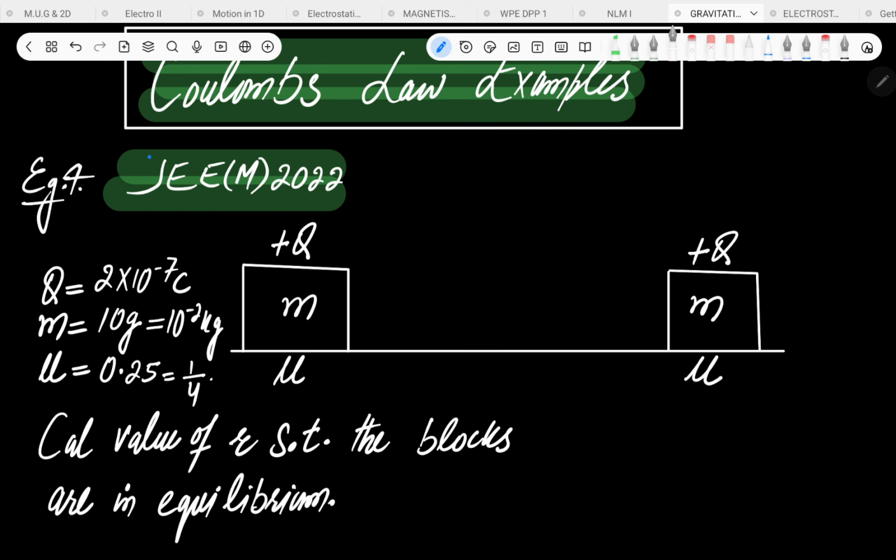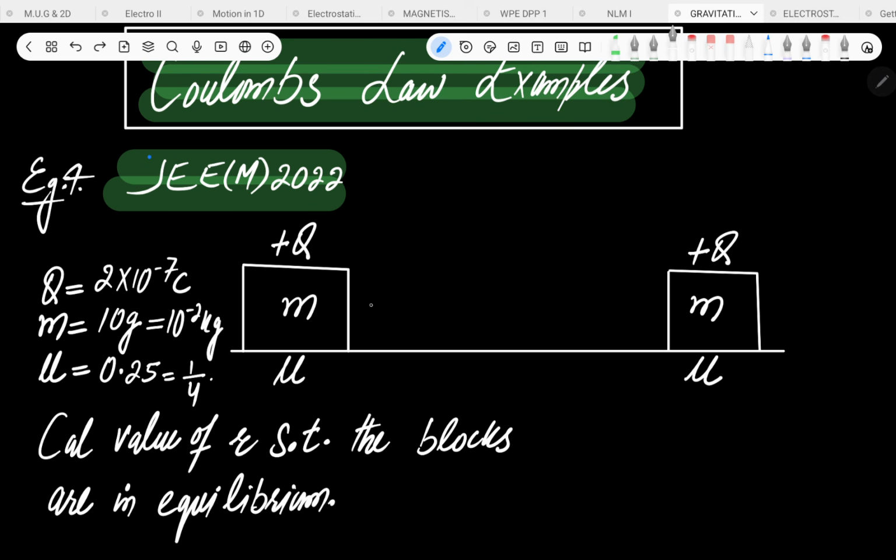Now what's the question? The question is like this. Calculate the value of R. R means separation between the two blocks such that the blocks are in equilibrium. Again, the blocks are in equilibrium. It means that the net force on each of these two blocks is exactly equal to 0. Now what does that mean? That means the upward force should be equal to downward force on this very block, and the force towards the right should be equal to force towards left. Once you solve that equation, you will get the value of R.